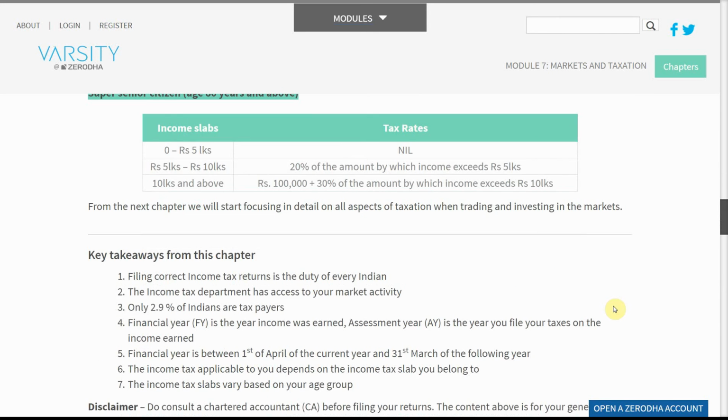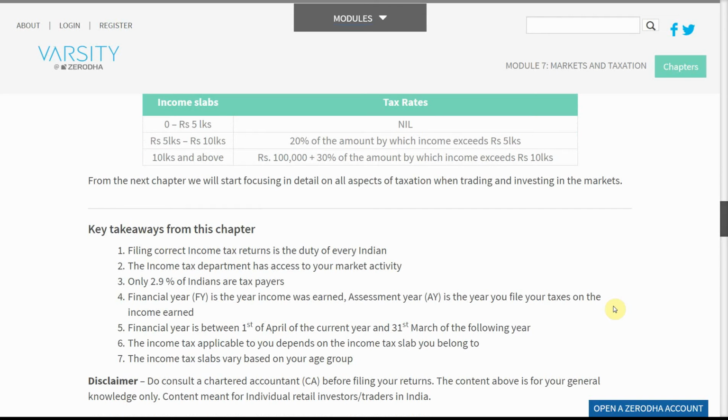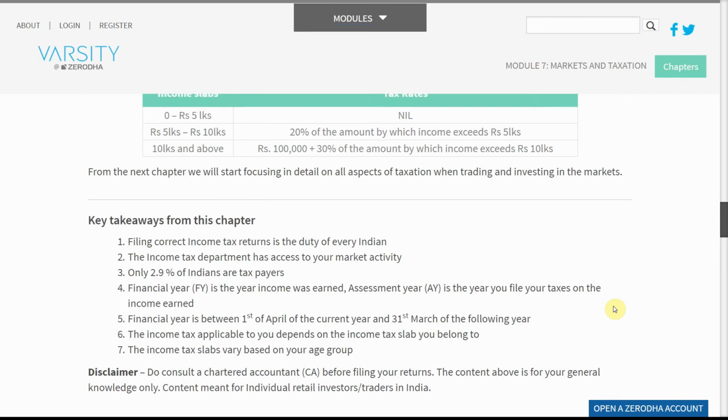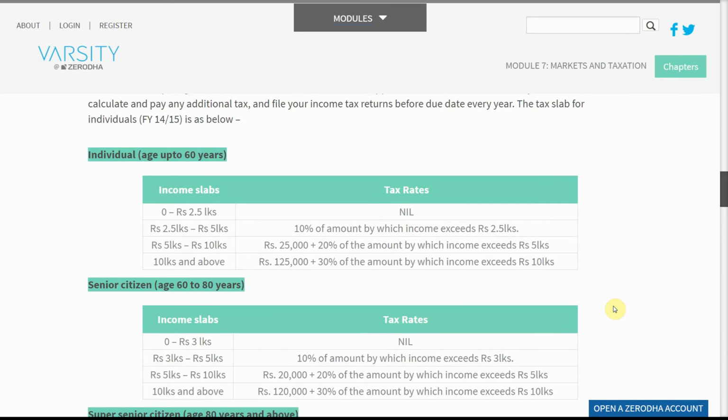Financial year is between 1st of April of the current year and the 31st of March of the following year. The income tax applicable to you depends on the income tax slab you belong to. The income tax slabs vary based on your age group.